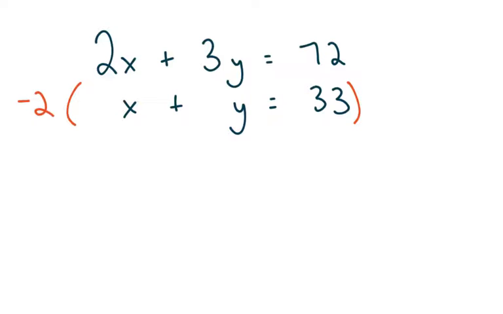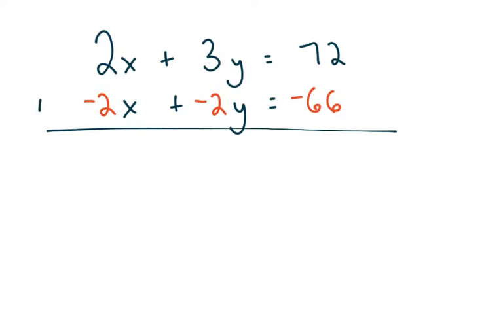So -2 times 1x is -2x. -2 times 1y is -2y. And then I need to also do this -2 times the 33, which is -66. Now that I've written it like that, I'm going to erase the times -2. Awesome. So when I solve by elimination, that means I'm just adding the equations.